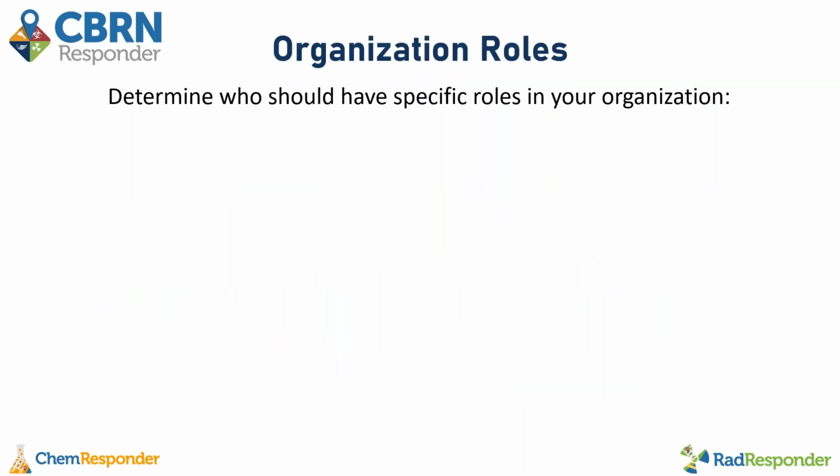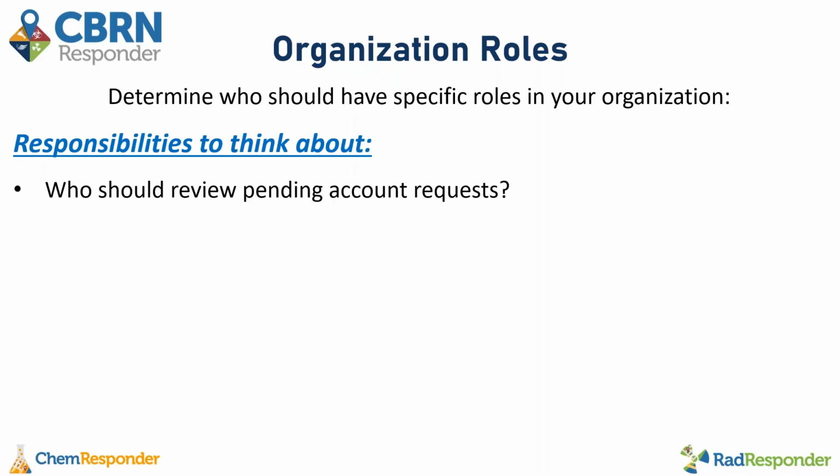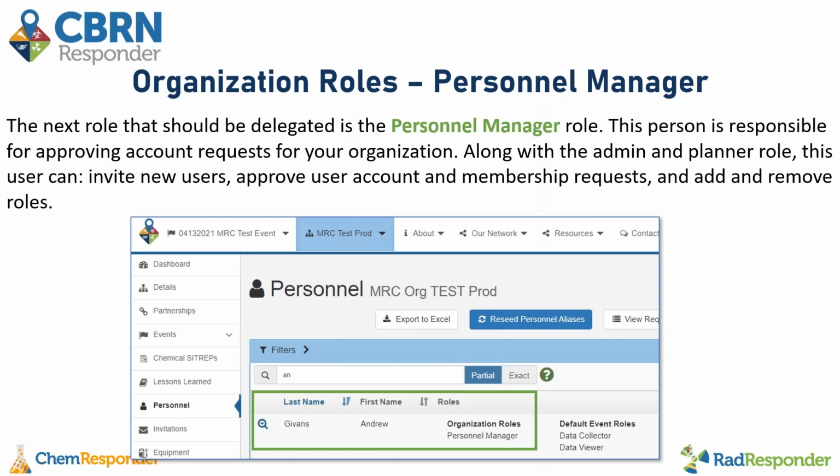So once you have your administrator and your planner, you want to start delegating some of those specific tasks out to other members of the organization. Some responsibilities you want to think about: who should review pending account requests? That should typically be the personnel manager role. This is typically the next role that should be delegated to a member of the organization.